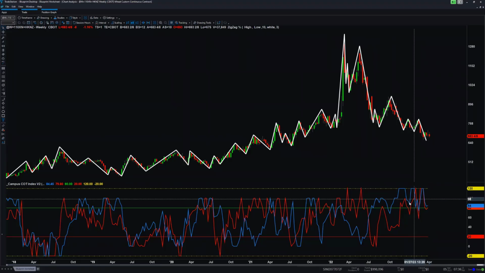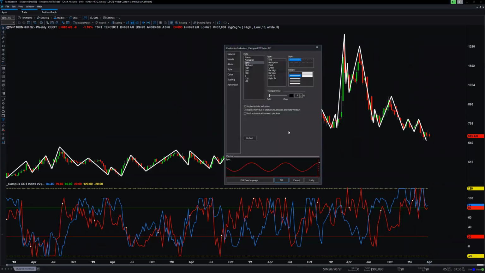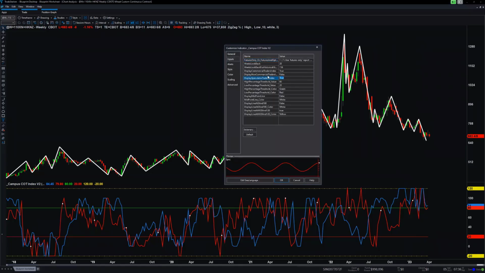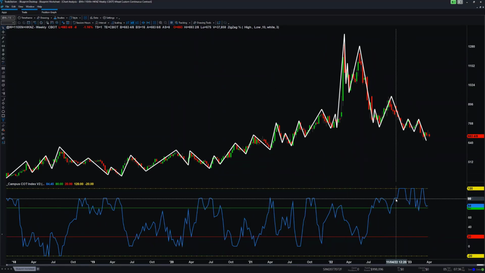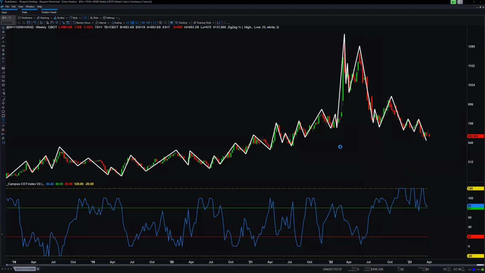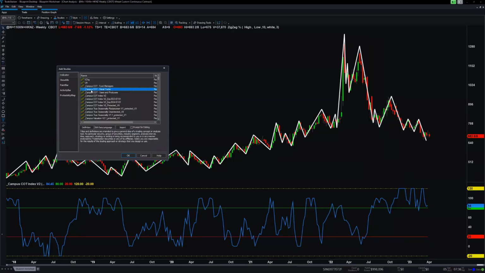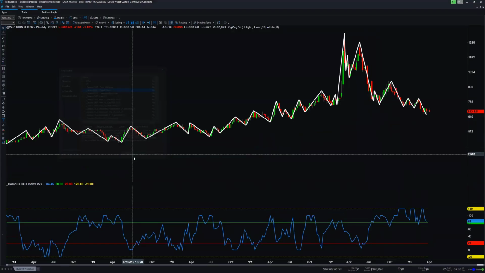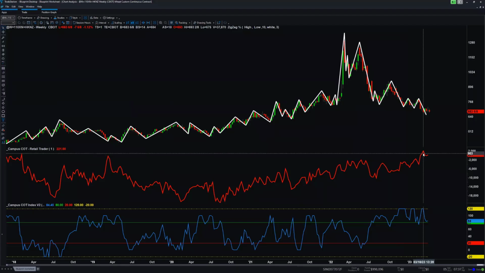So on wheat, we said, well, we really don't need the retailers for wheat, right? So what we then would do is we would double click on this indicator again. We would go to inputs, and then you could just overwrite that as false. And then what you would have is, again, you would just have the commercials that are shown here. And if you were to see the net positions of the retailers, then you would add study. And then you have a Campo COT retail trader, should have that as well. And then you would see the net positions of those retailers.